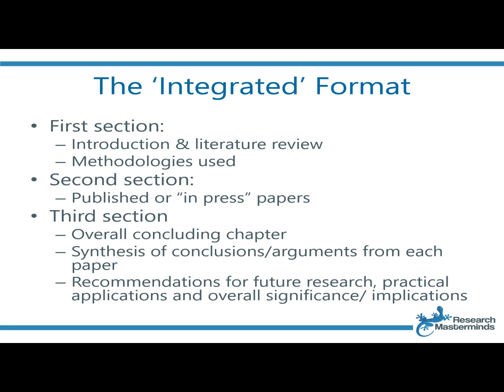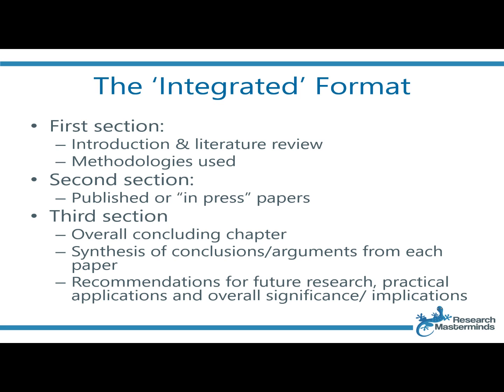When using the integrated format, your thesis will be divided into 3 sections. So the first section will contain the introduction and literature review, which include a review of the literature and a synthesis and discussion of all papers included in the thesis and how each paper contributes to answering the research question, as well as how each paper contributes to the overall aim of the thesis. And then you'll have your methodologies used and how it relates to the methods used in other studies, and it synthesizes and discusses the results contained within each paper in the context of the data derived from other studies and the field as a whole.